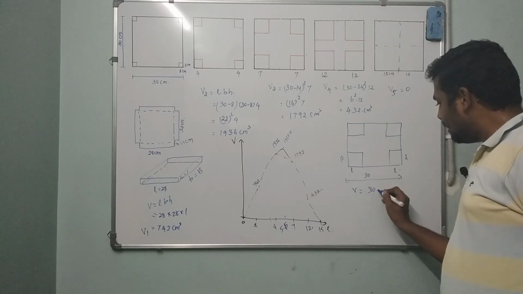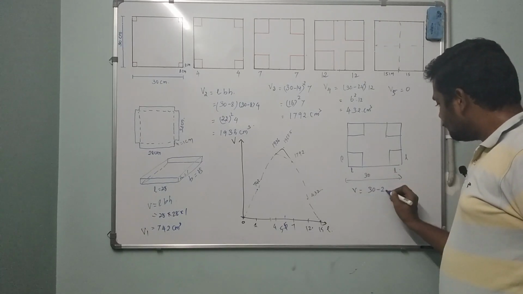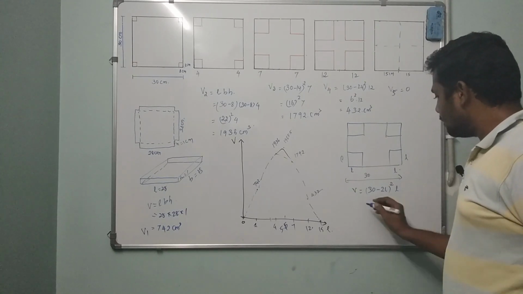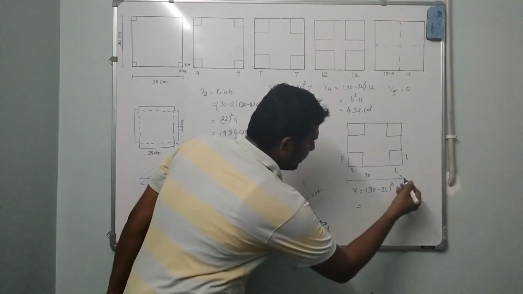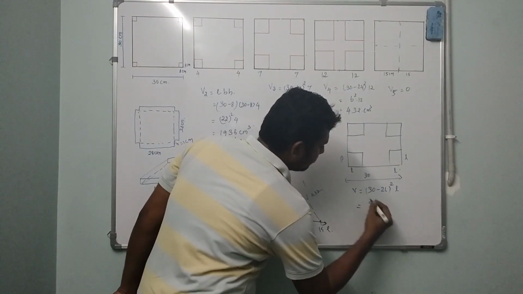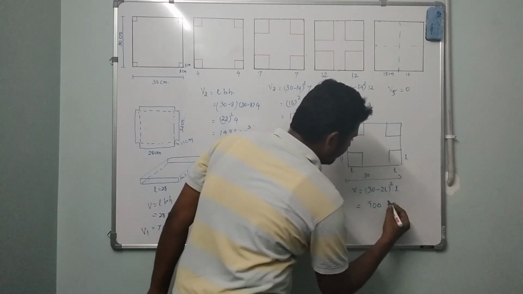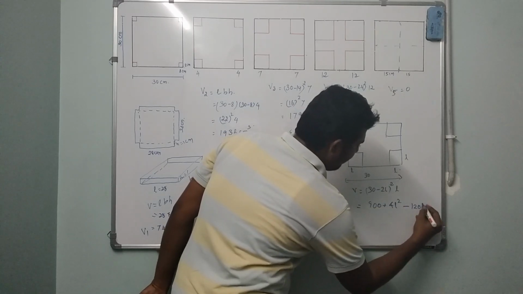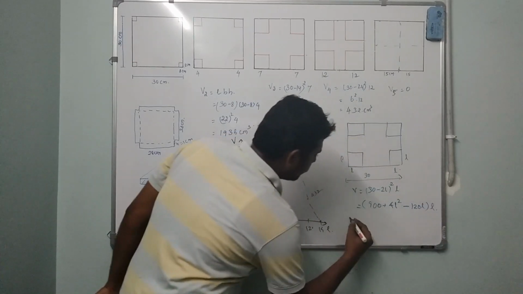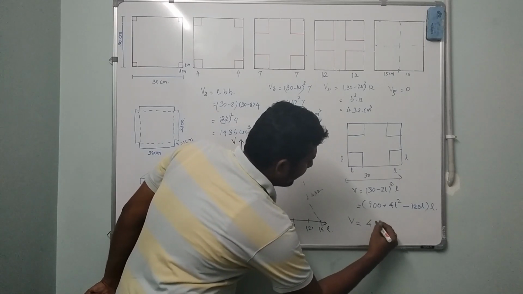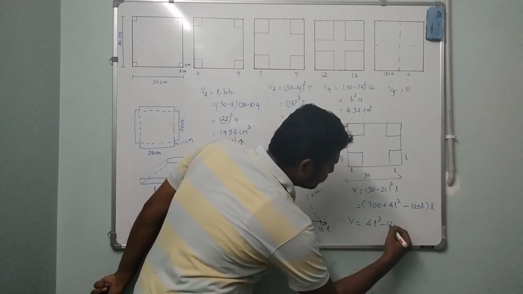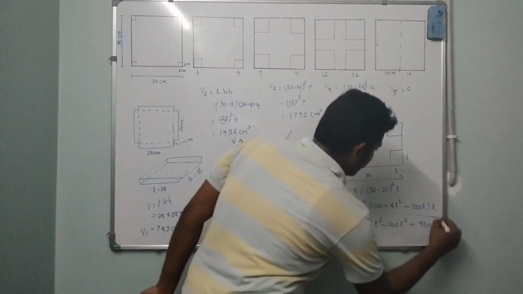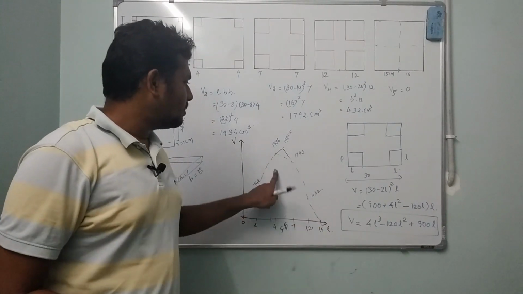It is nothing but 30 minus L plus L, 2L. Similarly here also, 30 minus 2L squared into L. So 30 minus 2L, A minus B the whole square is nothing but A squared, 900, plus 4L squared minus 120L, into L. So V is nothing but 4L cube. I am rearranging: 4L cube minus 120L square plus 900L. So this is the equation for this given curve.